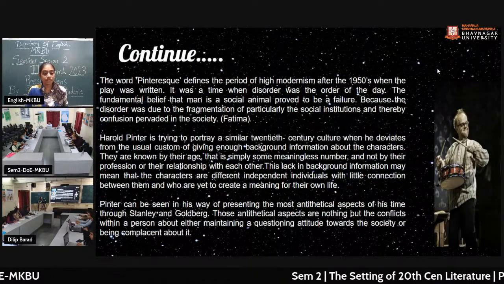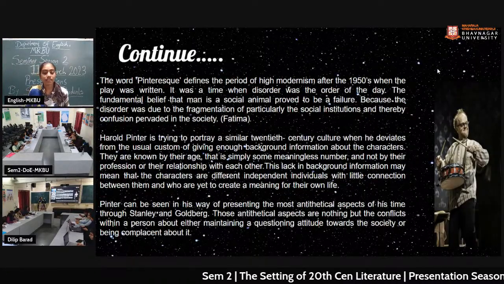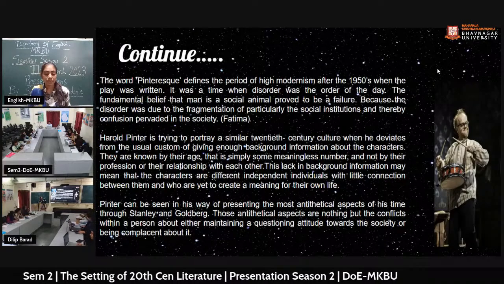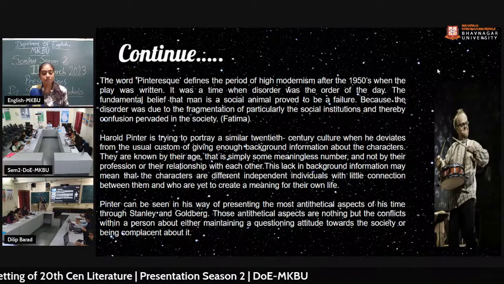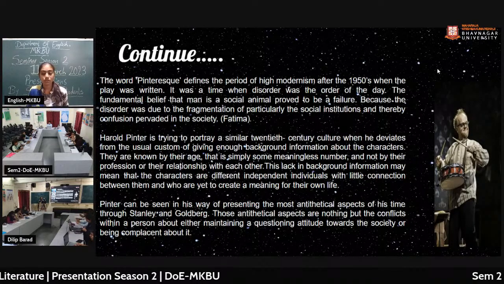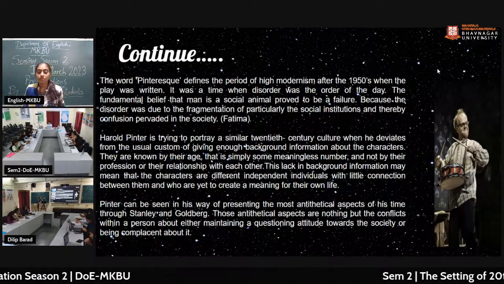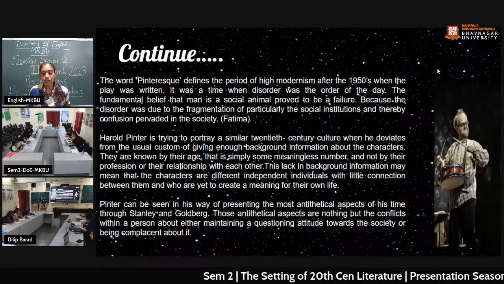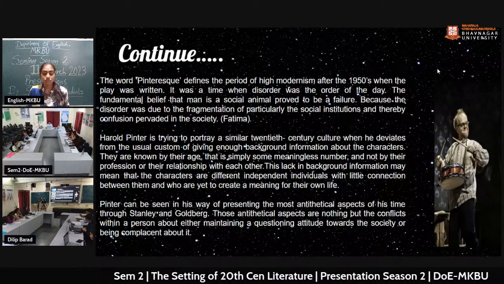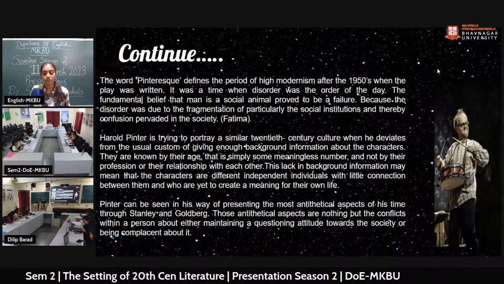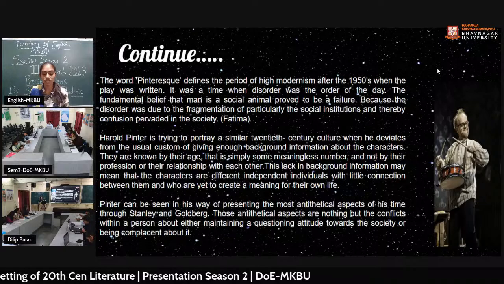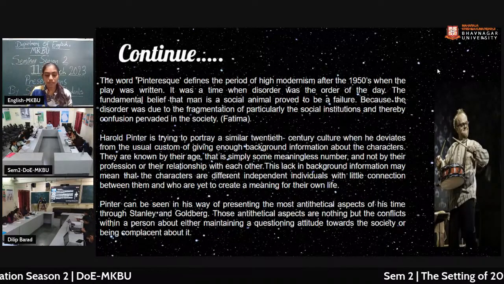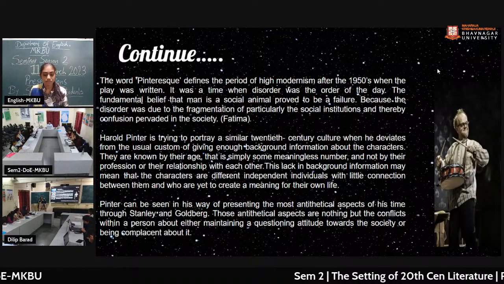The word Pinteresque defines the period of modernism after the 1950s when the play was written. It was a time when disorder was the order of the day. The fundamental belief that man is a social animal proved to be a failure because the disorder was due to the fragmentation of particular social institutions, and thereby confusion prevailed in society.